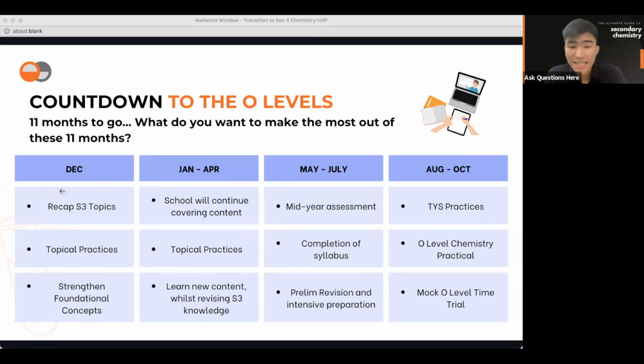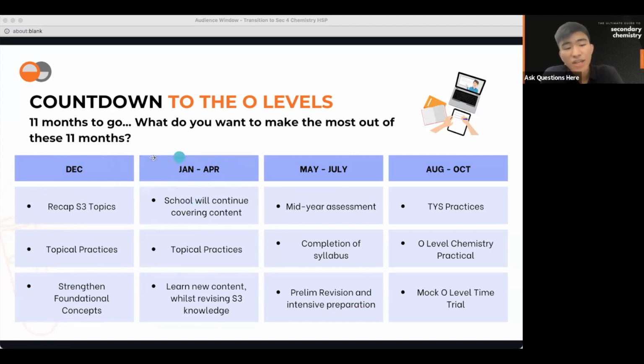For example, you remember acids and bases. In secondary 4, around 40% will be dedicated to organic chemistry. And what happens is that in organic chemistry, there will also be acids, right? So you must be able to grasp the idea before we go on to secondary 4.